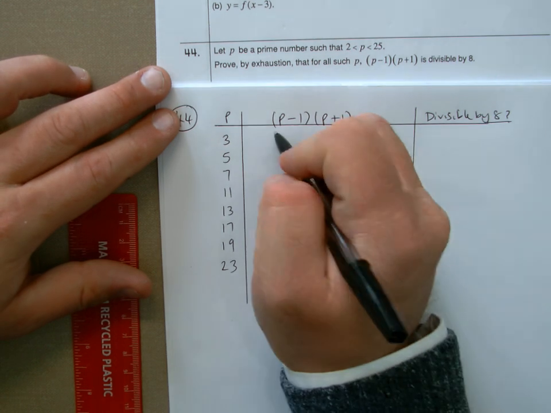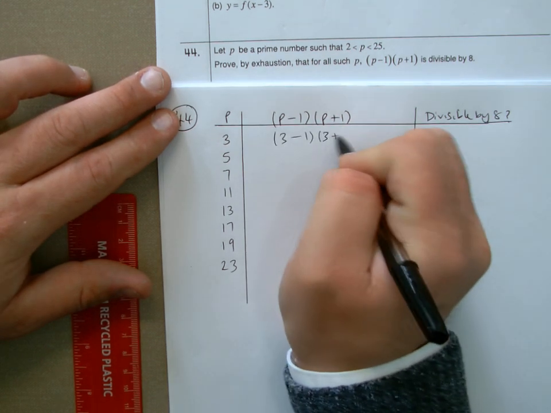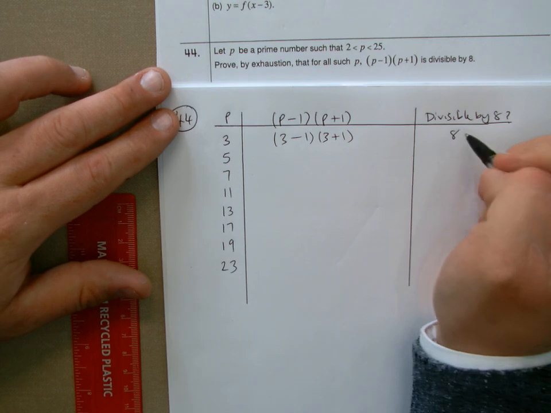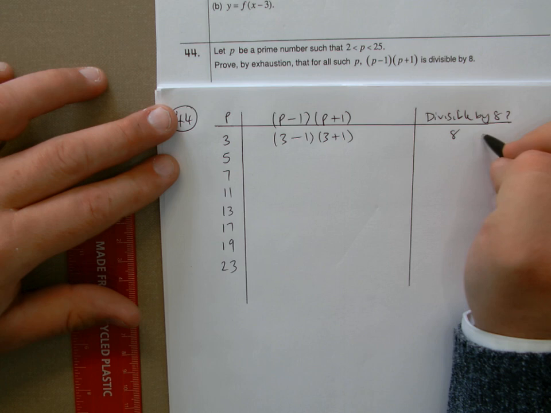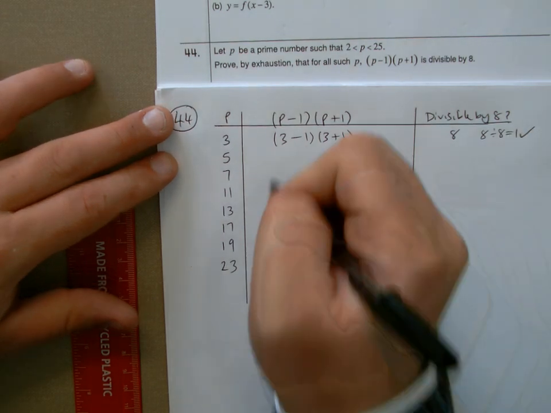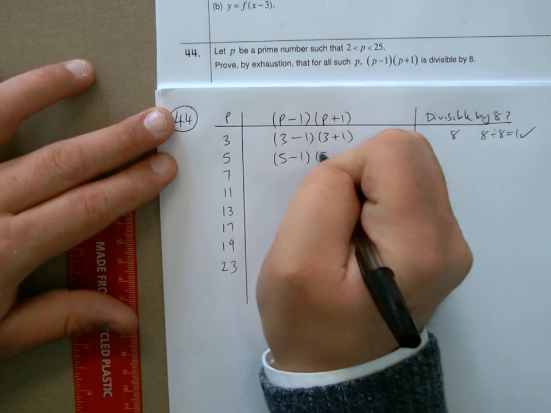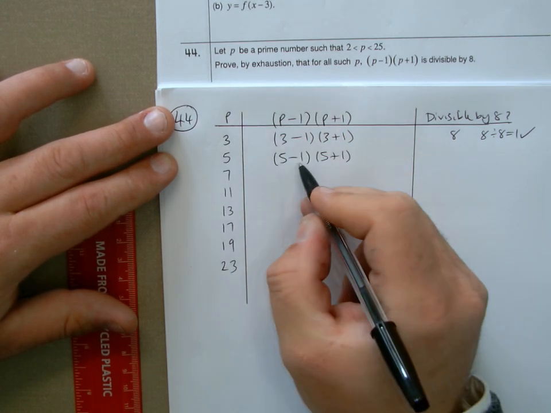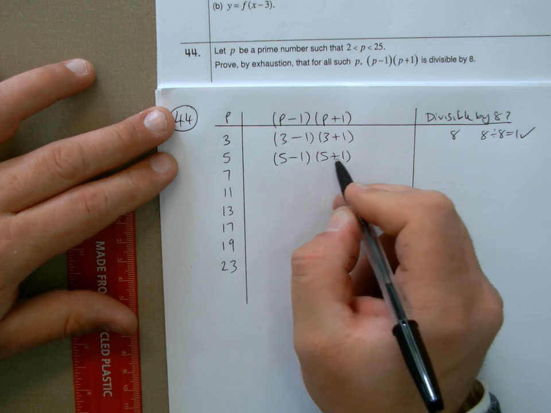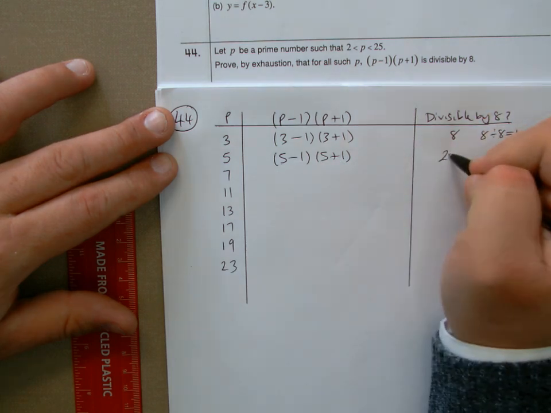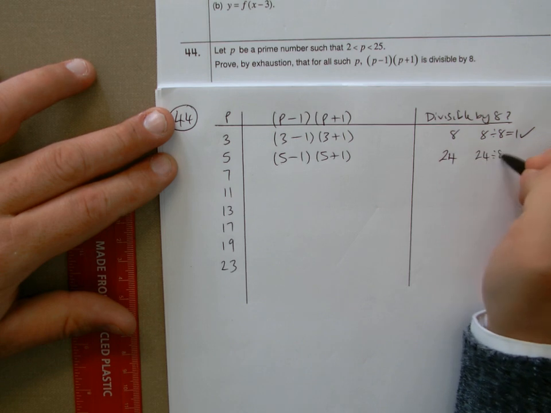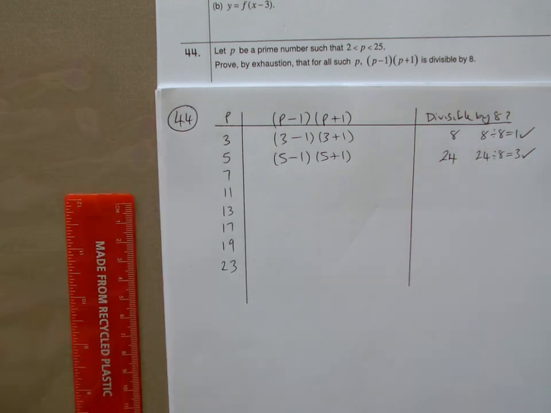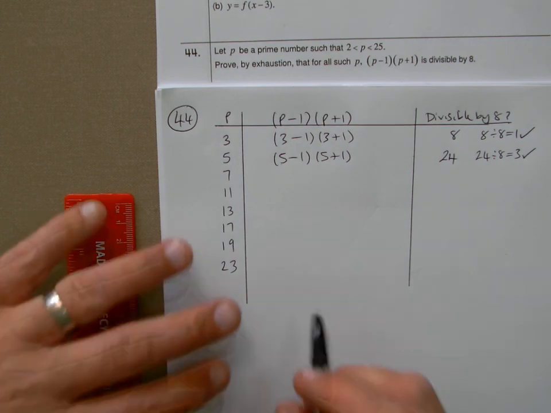So if we put the first one in, 3 minus 1 times 3 plus 1. If we work that out, it becomes 8. And of course, that is divisible by 8, isn't it? Because 8 divided by 8 is equal to 1. So that one clearly works. Put 5 in. 5 take away 1 is 4, and then times 6 is 24. So the answer is 24. Divisible by 8? Well, 24 divided by 8 is equal to 3. So indeed it is.